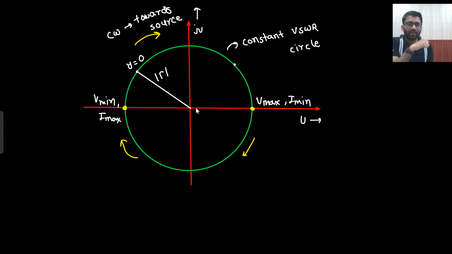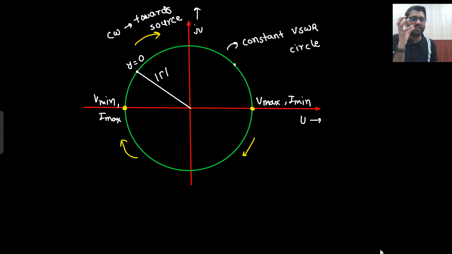Why will it be easy to remember? Sir, you will get to know that this is my y equals to 0. Once you know that you are in the upper half of the plane, that means you know it is an inductive load. Now if it is an inductive load, what do you know? That voltage maxima will always occur first. If voltage maxima is occurring first, what does that mean? If you are working clockwise, going towards the source, first voltage maxima should occur. So this point has to be voltage maxima.